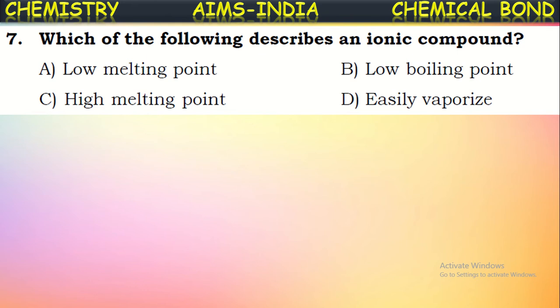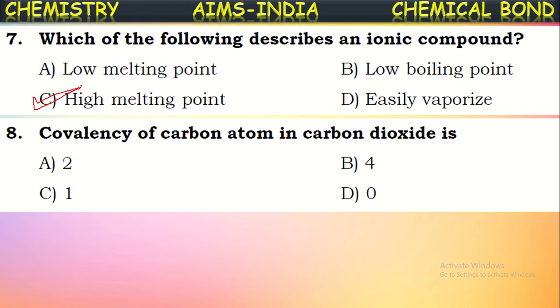Ionic compounds are strong solids, hard solids actually. So they have high melting and boiling points. Because of high electrostatic force of attraction between the oppositely charged ions, they are held tightly together. So melting them requires a very high temperature. So you can say melting and boiling points of ionic compounds are very high.